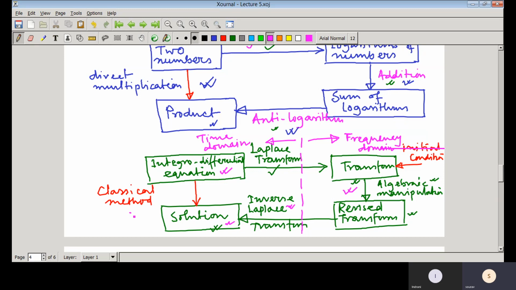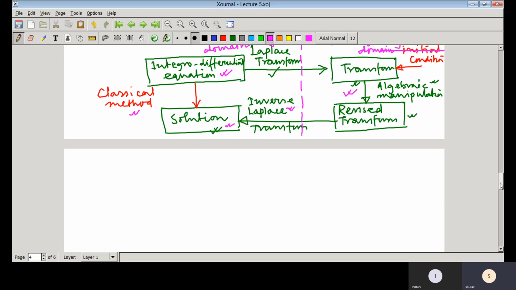And the other method is that classical method. So let us see, that means if we do that Laplace transform, what are the advantages we can have? And I hope you all know those things. I am just telling to recap the theories that you have studied in your signals.